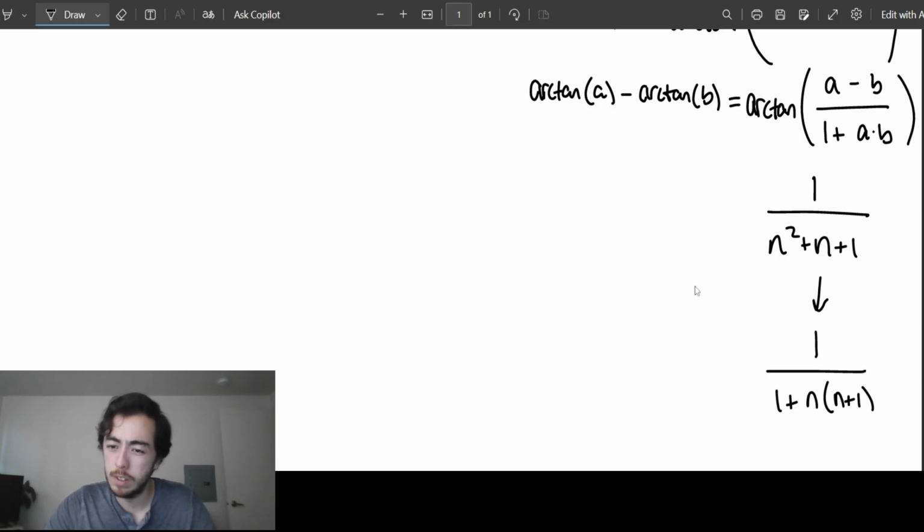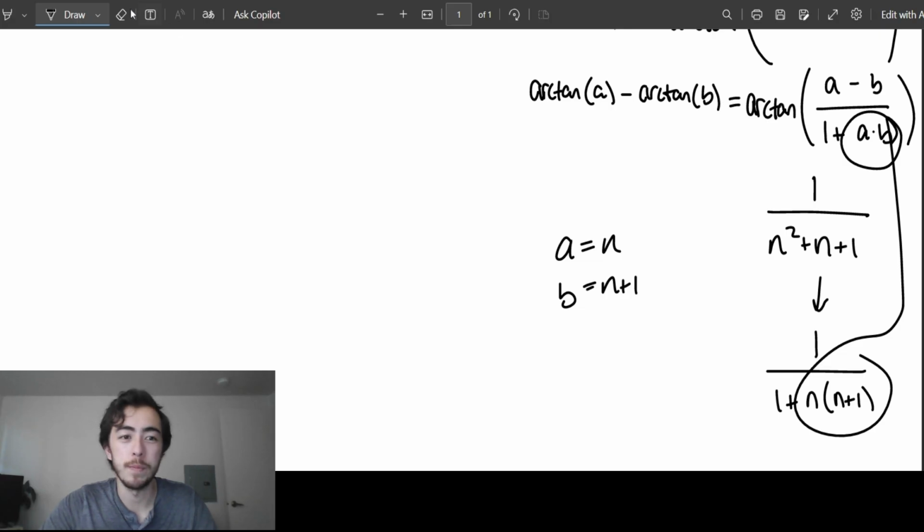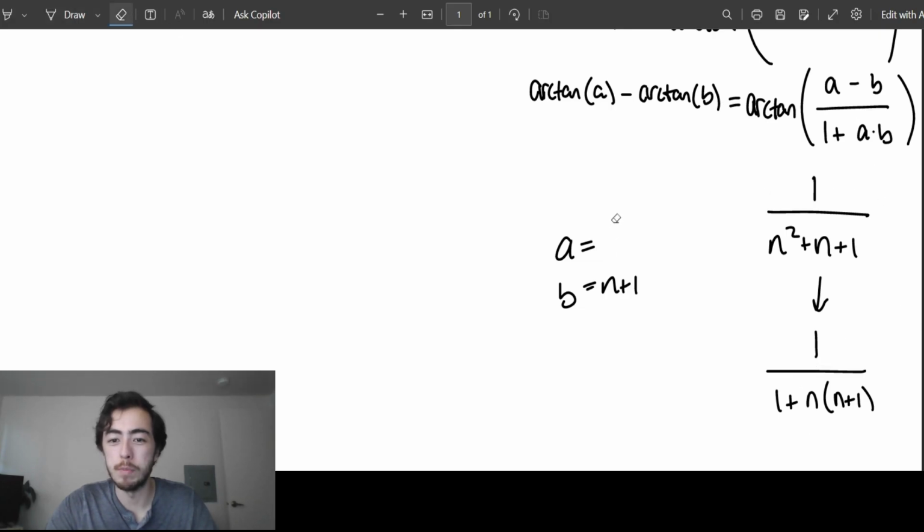Although, hold on, let me see. So currently it just looks like A is n and B is n plus 1, but that's no good actually, just because I want the 1 to remain here. So I guess it doesn't really matter. A or B could be either one right here, but let me just flip these around. So let's say this A is now my n plus 1, and this B is the n.